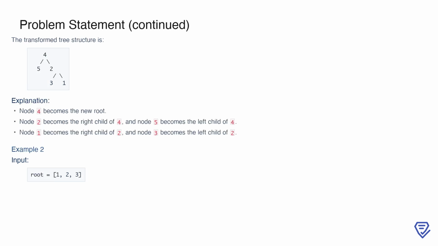Here, we can visualize the transformed tree structure. Node 4 is now at the top, serving as the new root. Its left child is node 5, and its right child is node 2. Moving further down, node 2 has node 3 as its left child and node 1 as its right child. This restructuring follows the rules we discussed earlier. The original leftmost node, 4, is now the root, while the relationships of the other nodes are rearranged accordingly. This recursive transformation ensures that each subtree is flipped in the same way, maintaining the specified constraints.